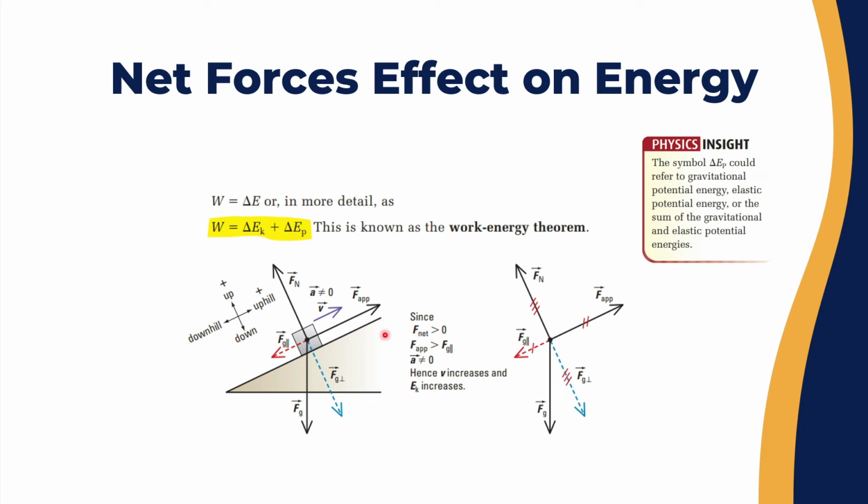Now, if F net is larger than zero, or F applied is bigger than F gravitational parallel, in this case the box will be able to gain speed uphill and move from its position. So in this case, there is no work energy balance. This is why we got the box moving. Delta EP, it is important to mention, could be gravitational potential energy, elastic potential energy, or the sum of the gravitational and elastic potential energies.